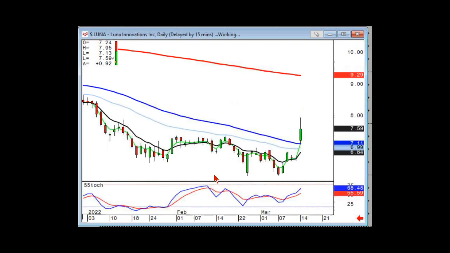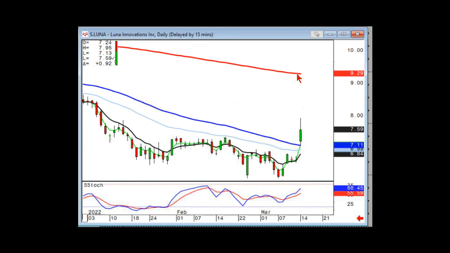And Luna, there's your best friend breakout. Not only did they break out through this level with the best friend, they broke out through the 50, which everybody else is watching. Where do you think the next likely target's going to be? Up here. So this is one I would have on my watch list, and I'd be trading it off the 10-minute chart on positive trading tomorrow.